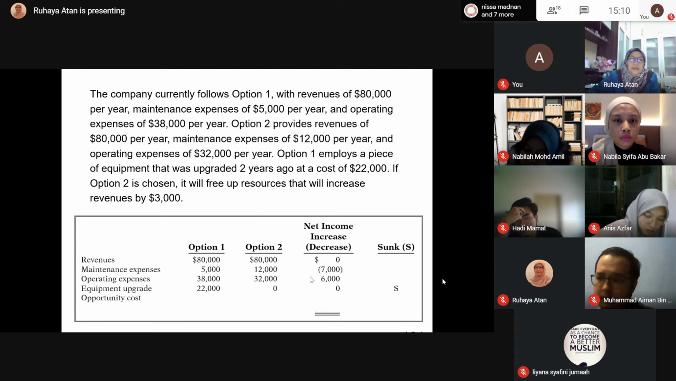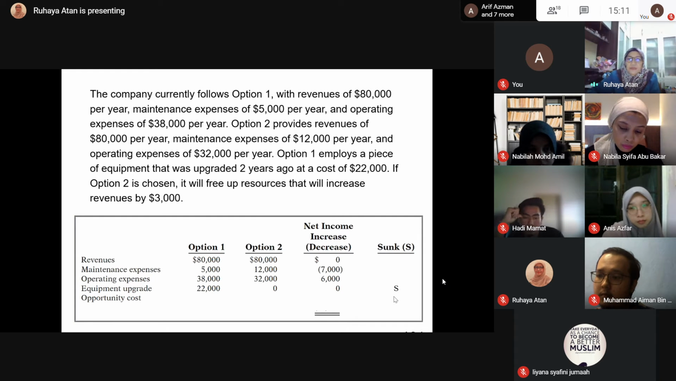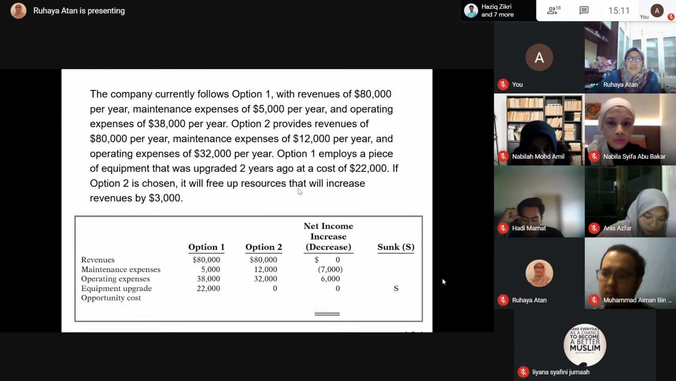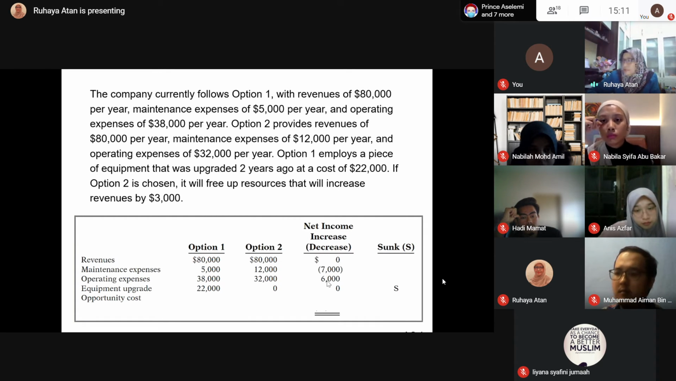And then option 1 has equipment upgrade. So this equipment upgrade is the sunk cost. It's irrelevant, okay? Right? Because it was done 2 years ago. Okay? It's not affecting your decision now. So this is the sunk cost. So in the sunk cost, there is no effect in the incremental analysis. Okay? This is the column of the incremental difference. Yeah? Okay?